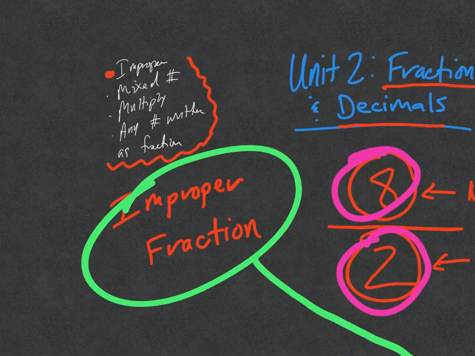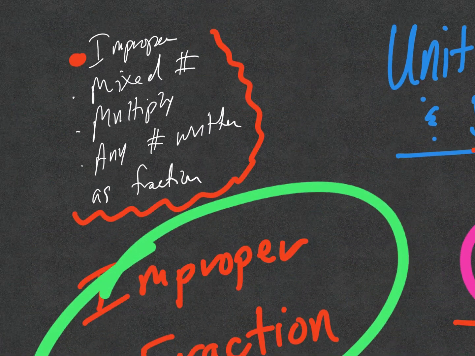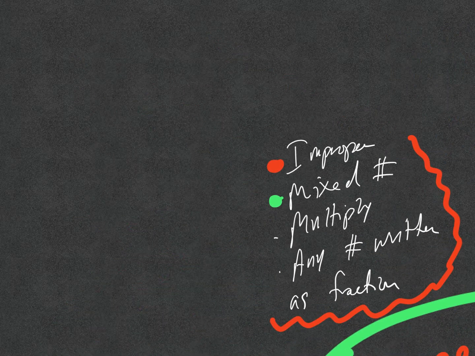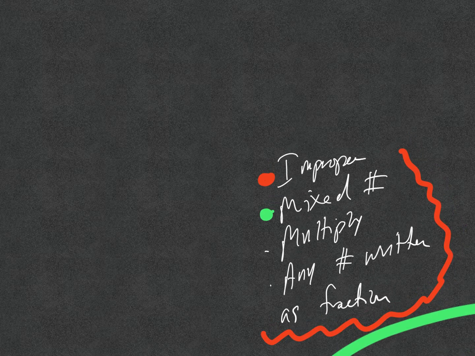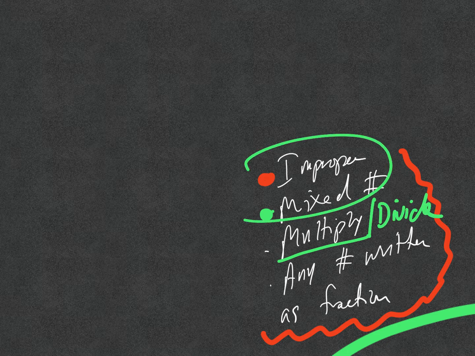Okay, so that's all about mixed numbers, improper fractions, and switching between the two. So the reason that's important is because we're going to multiply fractions and also divide, and you're going to need these skills to do that. All right, so let's do some multiplication.